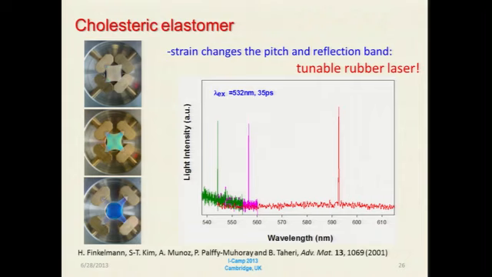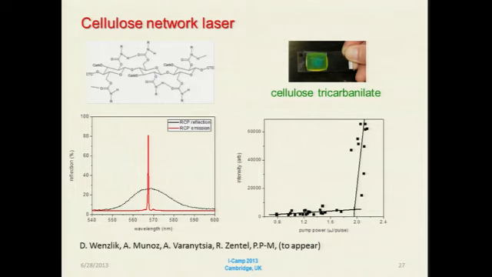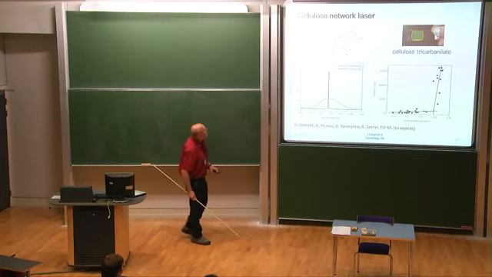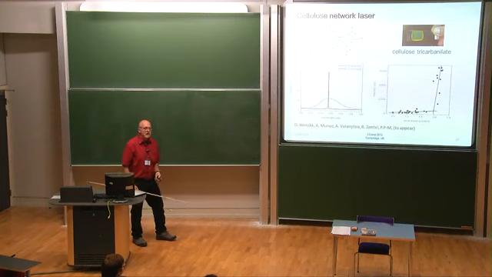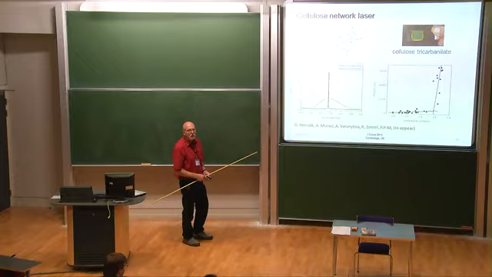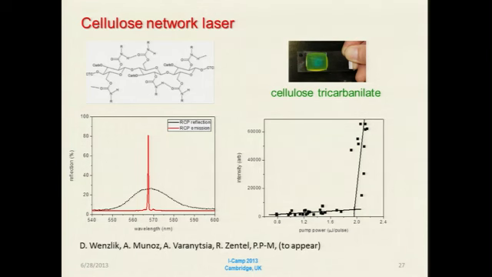Okay, moving on. More recently, we had a visitor, Daniel Wenslick from Rudolf Zentel's group, and he brought some cellulose samples, and cellulose makes a liquid crystal network, and it turns out that you can make that lase as well pretty easily, pretty much the way the other stuff lases. Cellulose is interesting because there's lots of it around.